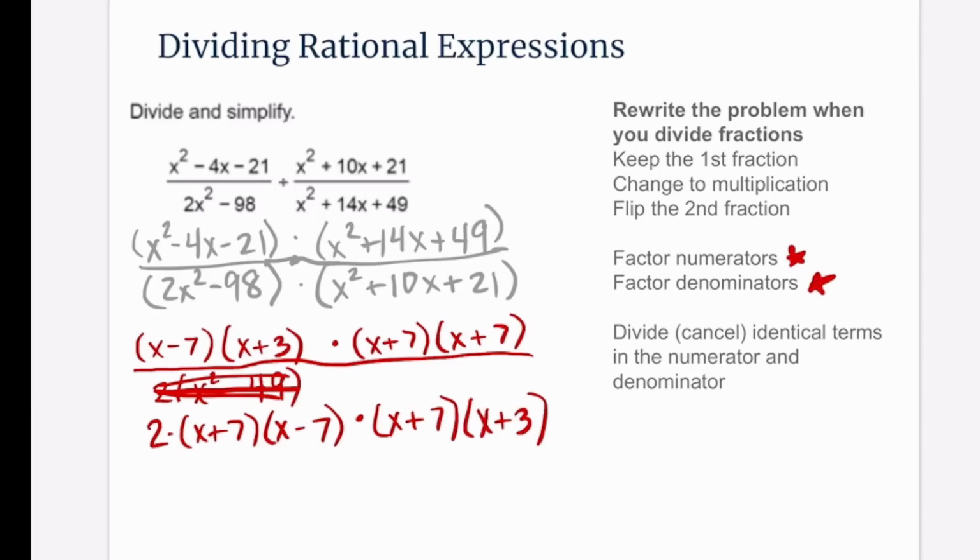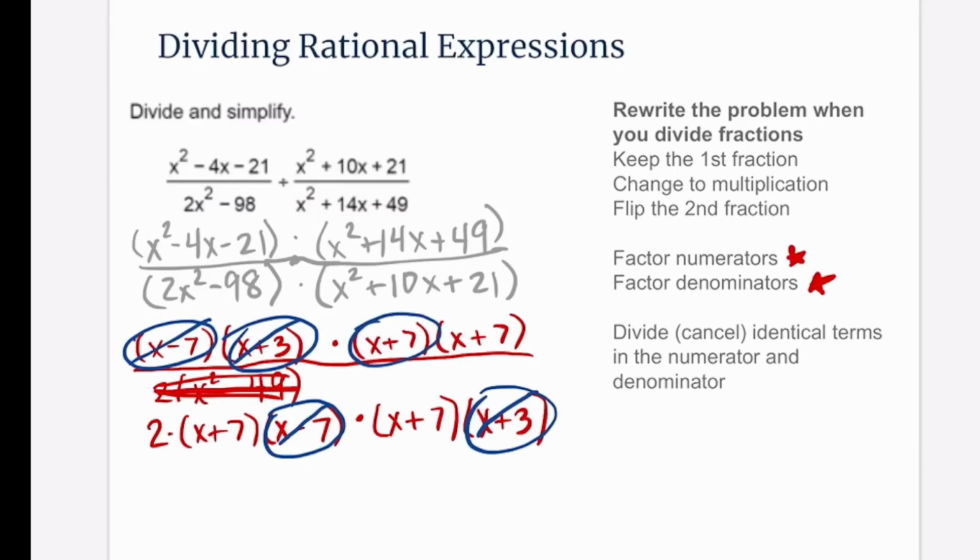That's the whole concept of multiplying and dividing rational expressions. So we can divide anything in the numerator and denominator that are the same. I see an x plus 3 in the numerator and denominator. So I'm going to circle them and divide them out. That's going to give me 1. I see an x minus 7 in the numerator and an x minus 7 in the denominator. Again, I circle those, cross those out. That's 2.